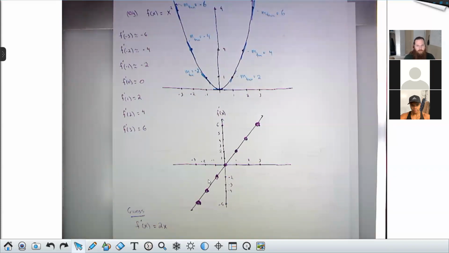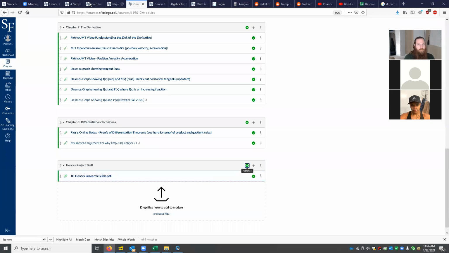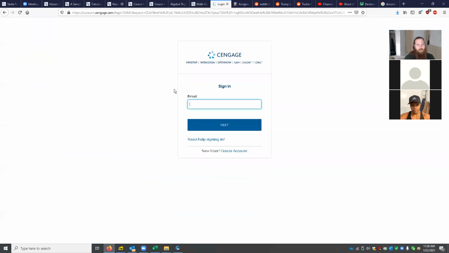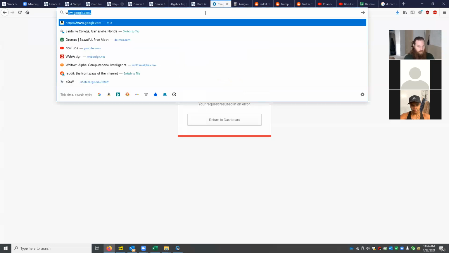It might not be 100% perfect, and you're going to need to use a little bit of logic and reasoning to get to a place where you're getting good graphs. But I'll just show you an example of a problem that I'm talking about. This is not going to work because it never does. Thank you, Cengage.